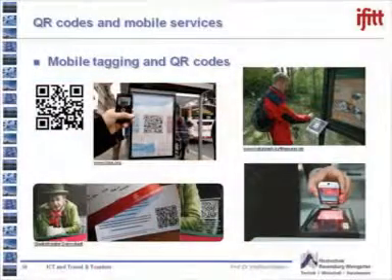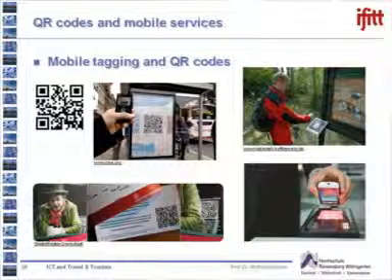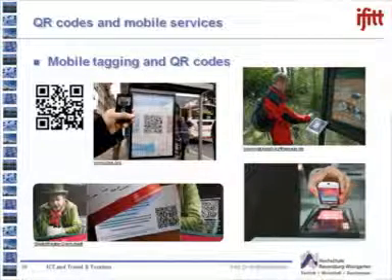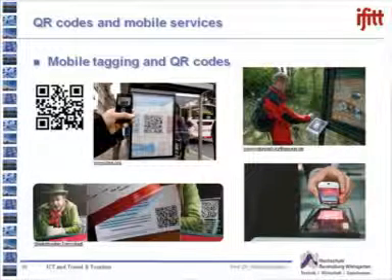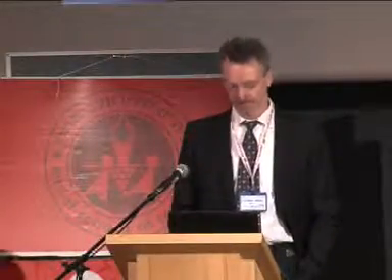Just a couple of examples. QR codes. I don't know who knows QR codes. They're quite famous now. You can enter a mobile guide just by scanning a QR code. You can draw a connection between objects and online content. Quite an interesting approach, which is now coming up in Europe, to use QR codes to get access to mobile content.